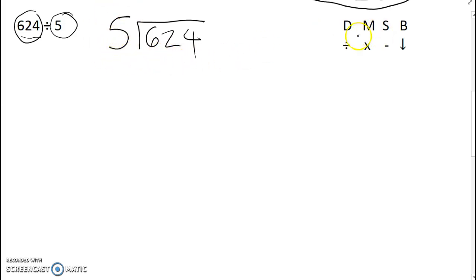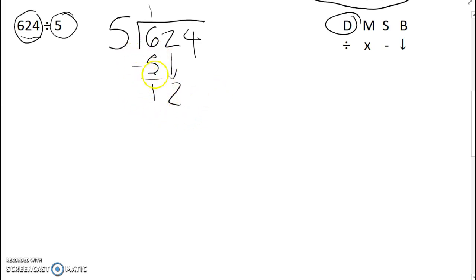And then I start with my dad, mother, sister, brother. So I'm going to start with my divide. How many 5's are in 6? There is 1. Now really, again, I'm asking how many 5's are in 600, and there are 100 of those. 1 times 5 is 5, but this 5 is actually not a 5, it's a 500. I subtract, I get a 1. I bring down my 2.